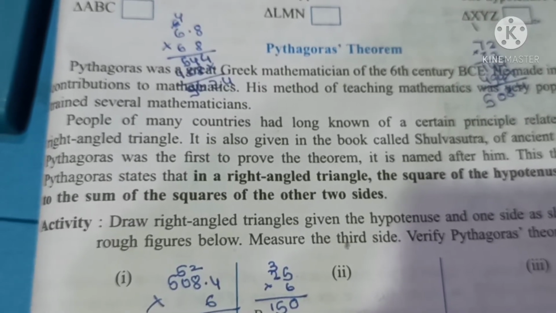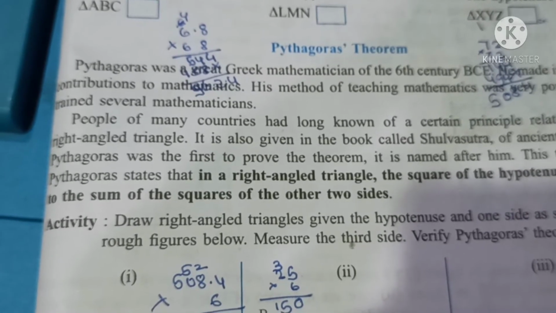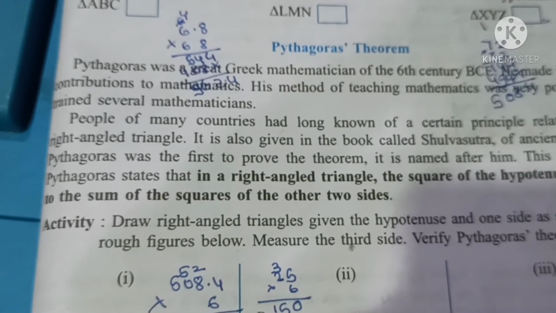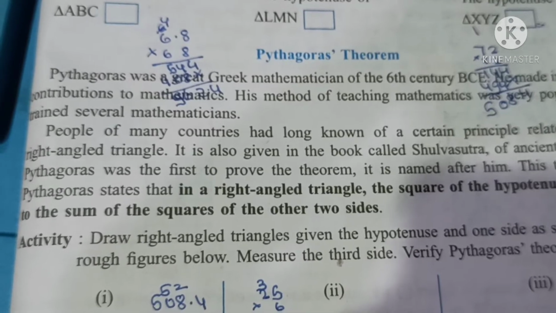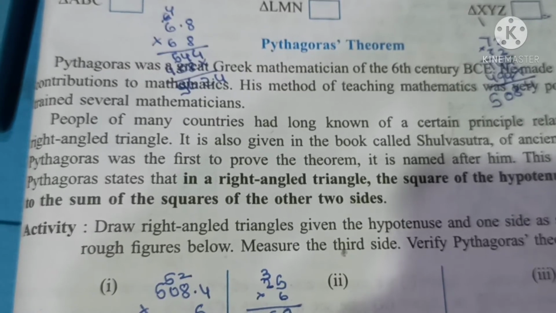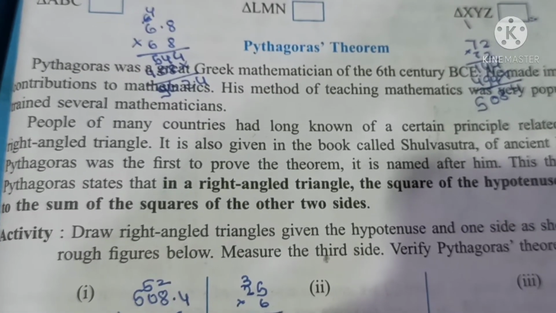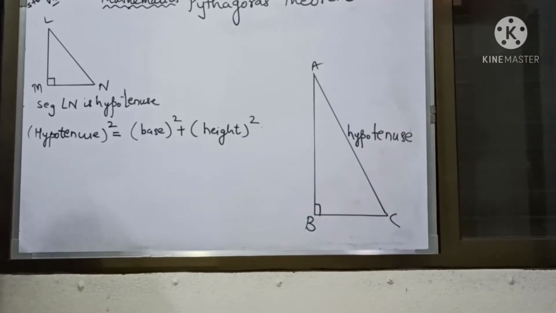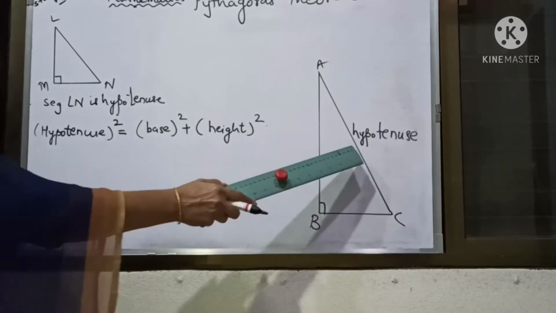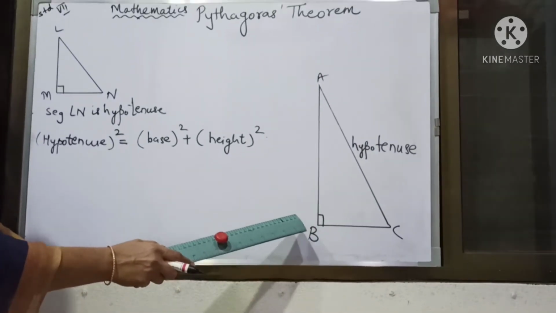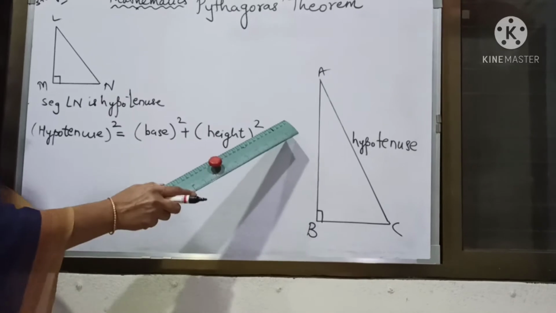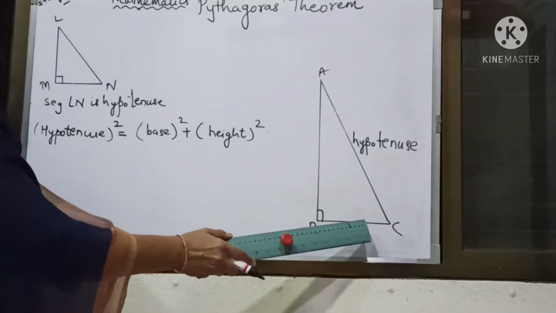As Pythagoras was the first to prove the theorem, this theorem is named after him as Pythagoras theorem. This theorem says that in a right angle triangle, the square of the hypotenuse is equal to the sum of the squares of the other two sides. According to Pythagoras theorem, the hypotenuse square is equal to the sum of the squares of the sides containing the right angle.